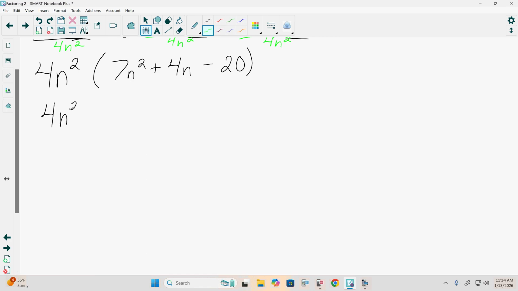Now we can move on to our second step, our 2 sets of parentheses with 3 spaces. The sign of our third term is negative, so the signs have to be opposite, plus and minus. Now we need to find the factors of the first and third term. First term 7n squared. The n squared would be n and n. Factors of 7, 1 and 7, so we only have one choice.